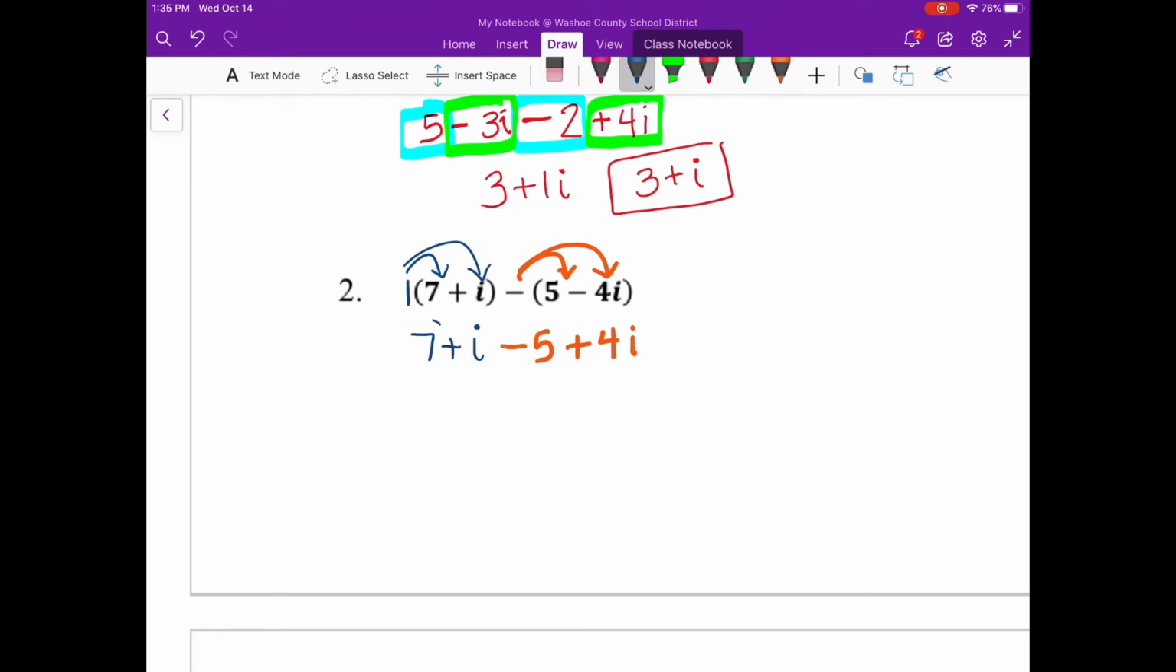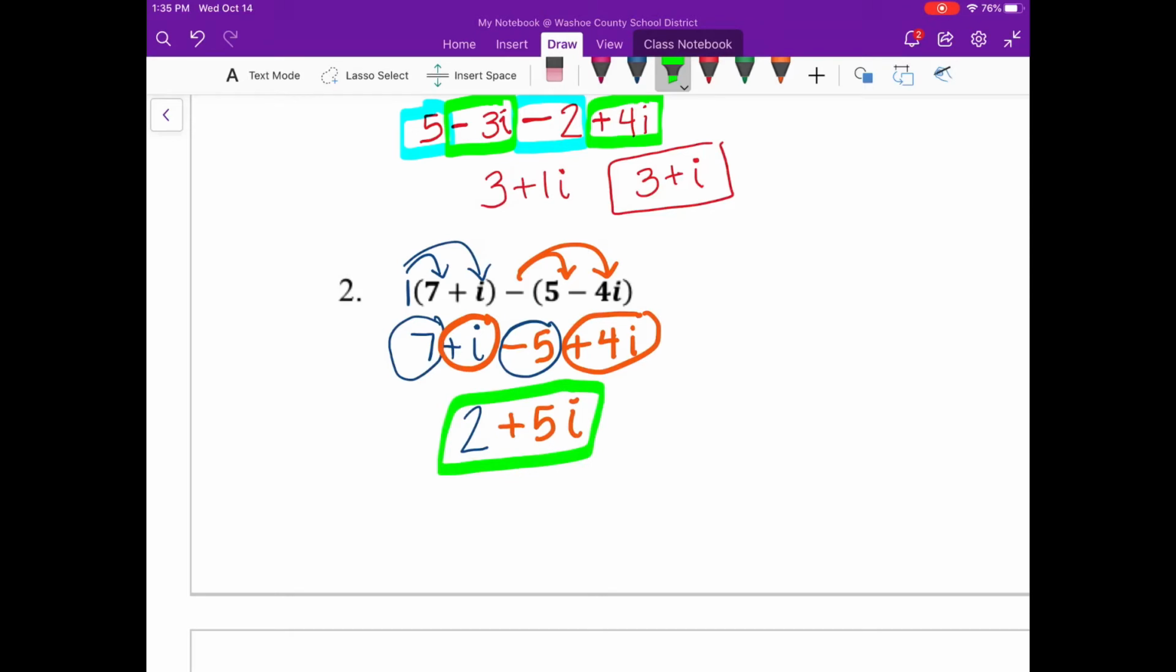So you are going to combine your like terms here. So we have 7 minus 5, so just numbers with numbers. 7 minus 5 is 2. And then we have a 1i plus 4i gives me a total of 5i. So remember, as long as you are writing your real number first and then your imaginary number second, that's all you need to do there.